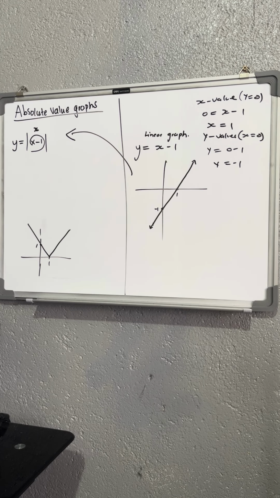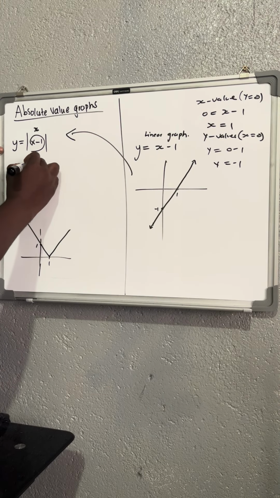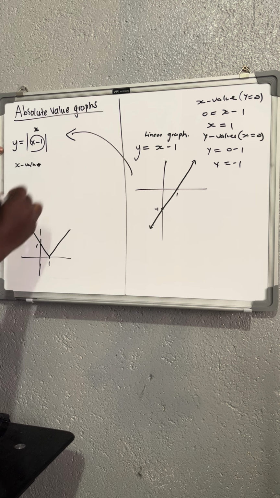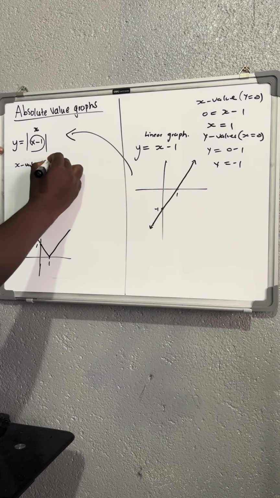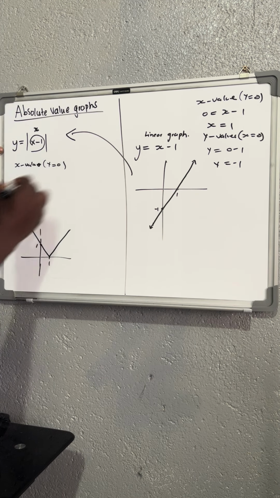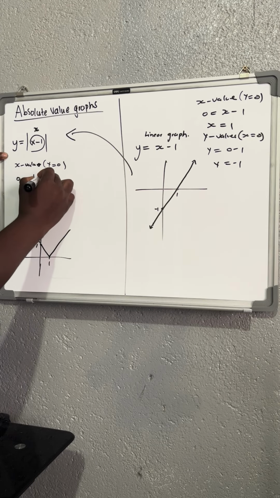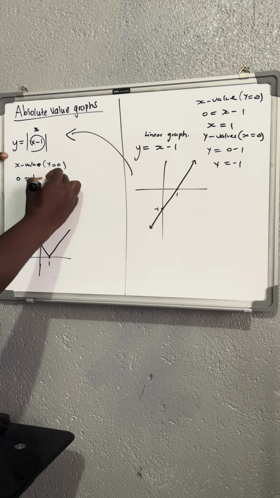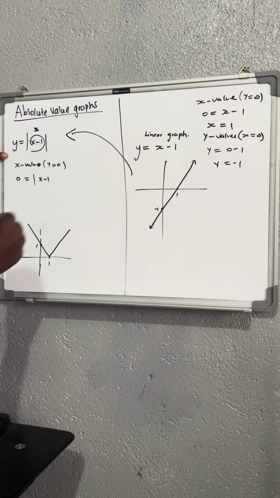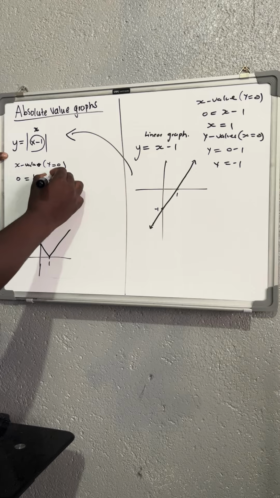So how are we going to go about it? We'll start with the x values. What are we going to have? We'll still let our y be equal to 0. Then we will have 0 equals the absolute value of x minus 1.